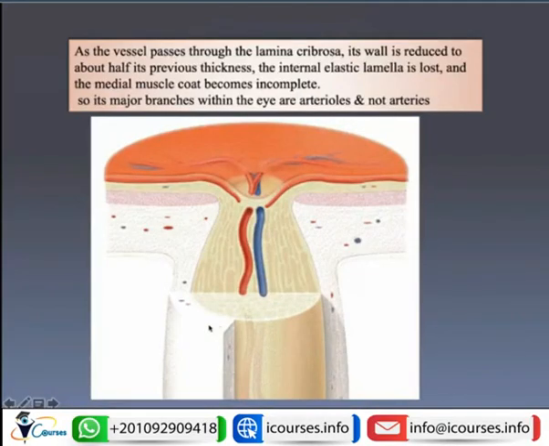So what happens after this artery pierces the optic nerve? It will run through this 12 millimeter course within the optic nerve until it reaches the lamina cribrosa. Once it reaches the lamina cribrosa, the artery will decrease in thickness, so it will transform into arterioles. So the internal elastic lamina is lost, and the medial coat is incomplete, so that the terminal branches within the retina will divide into the superior and the inferior nasal and temporal branches, which will supply the retina.